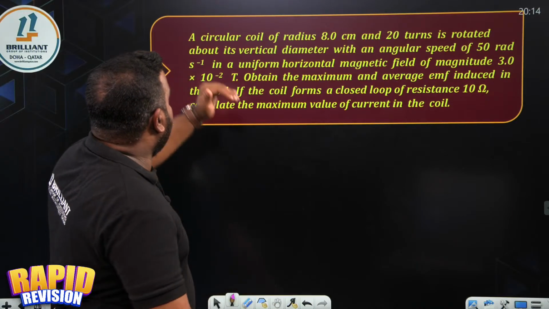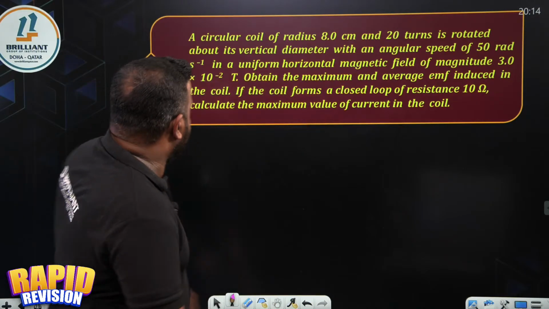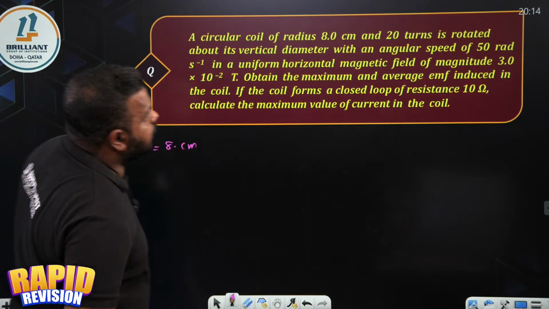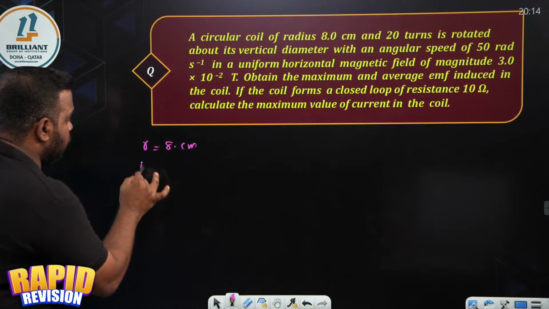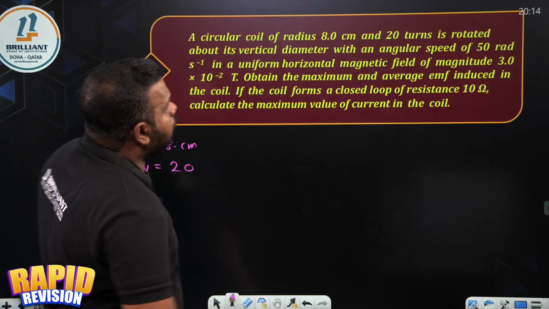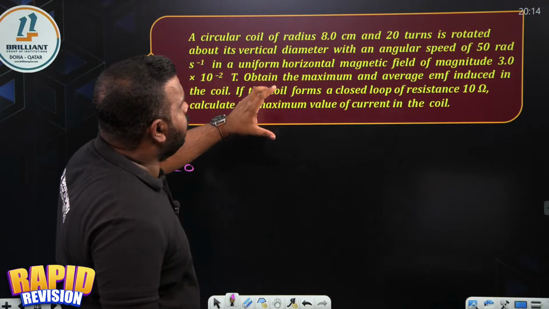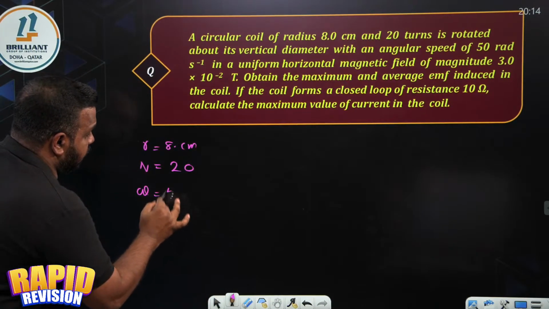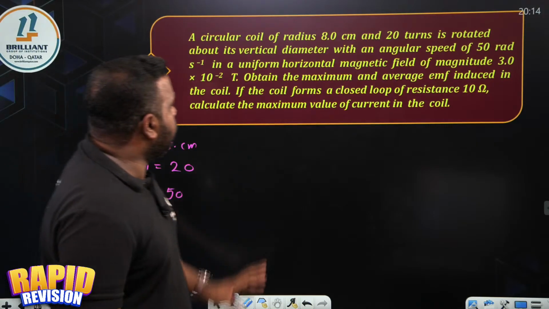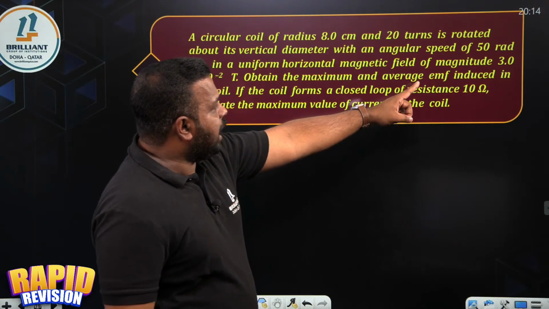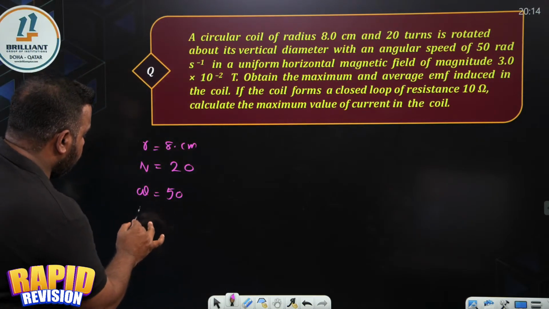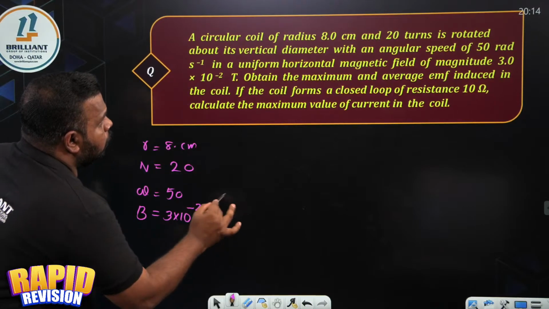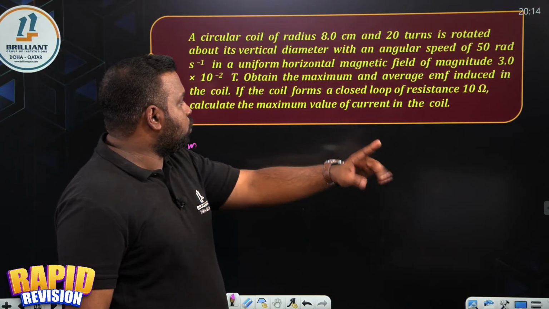Question, look at this. A circular coil of radius 8 centimeter. Radius, let's quickly write. Radius is 8 centimeter. And 20 turns. So number of turns is given as 20. Is rotated about its vertical diameter with an angular speed of 50 radian per second. So omega is given 50 radian per second, SI unit only. No need to make any change. In a uniform horizontal magnetic field of magnitude, B value is given 3 into 10 to the power minus 2 Tesla. Obtain the maximum and average EMF induced in the coil.